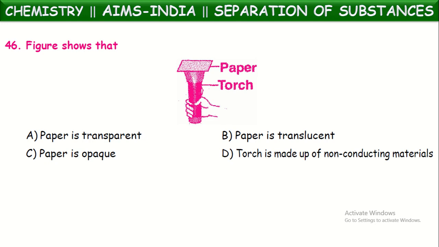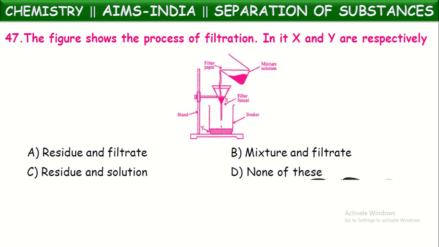The substances or the material which do not pass light through them are called opaque material. Now I can say this paper is an opaque material because it is not passing light through it. Right? Next one. The figure shows the process of filtration.